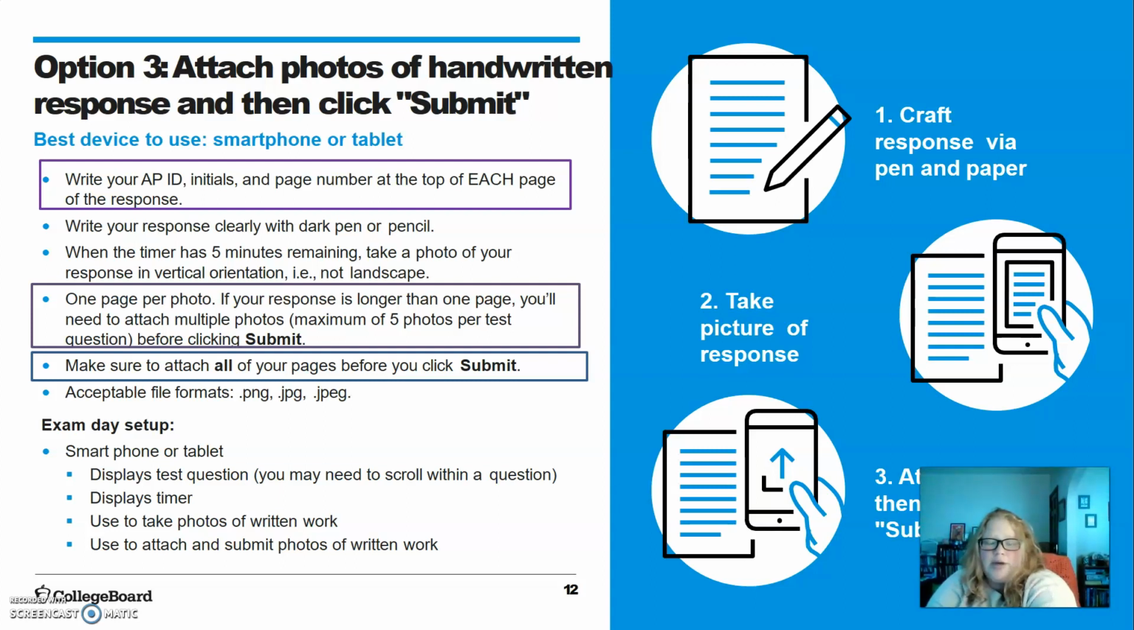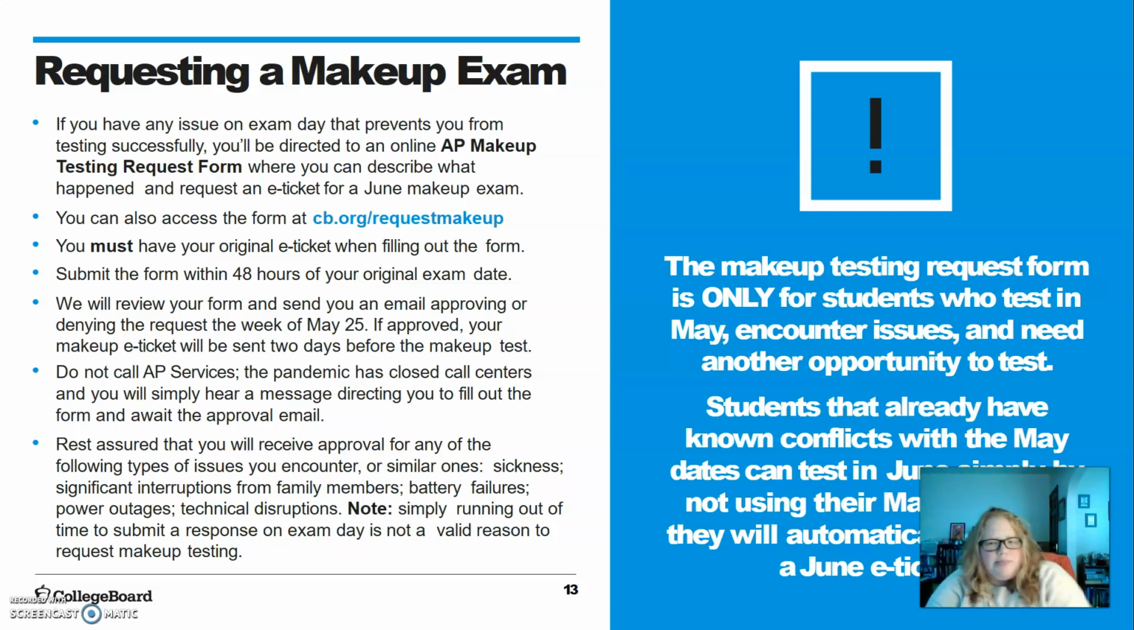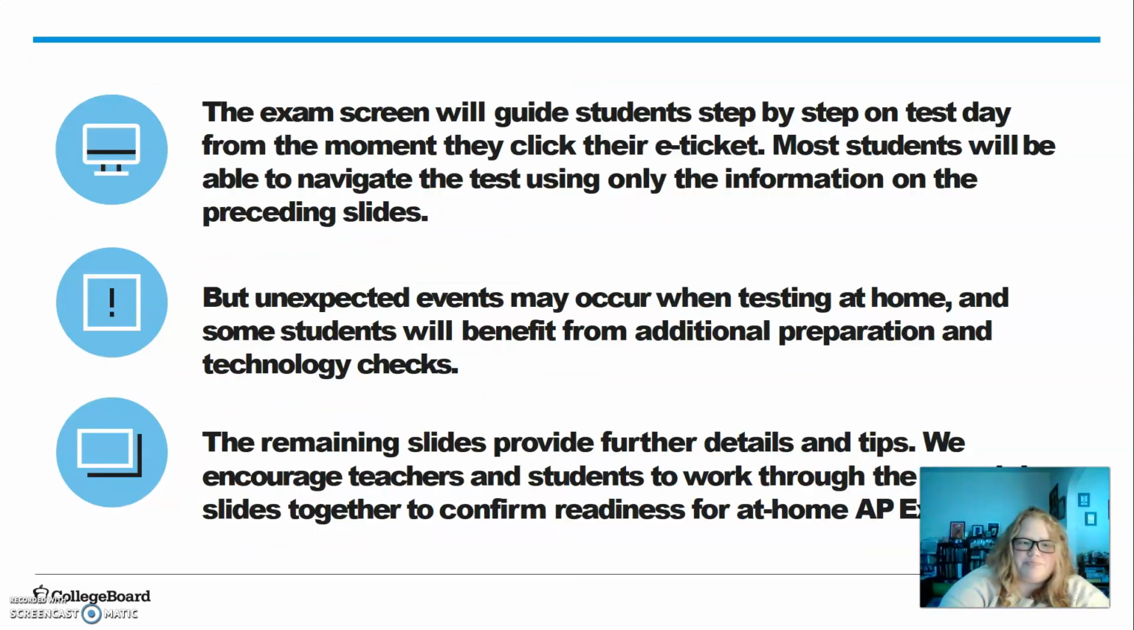Okay. Also, all of these I want you to practice, but this one, make sure you practice using that AP demo site. Okay, if something goes wrong and you want to request a makeup exam, you need to go to collegeboard.org/requestmakeup, and you fill out a ticket, and they'll look into your request, and you'll receive a response the week of May 25th, okay? They are asking people to not call because call centers have been closed due to the pandemic. Okay, so this should go smoothly for you, but if something goes wrong, just go to that request makeup page.